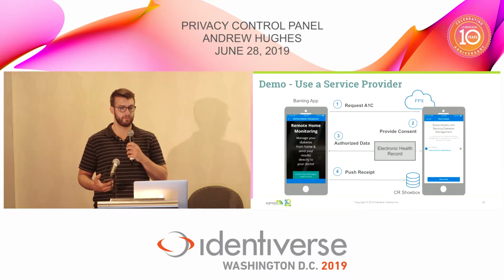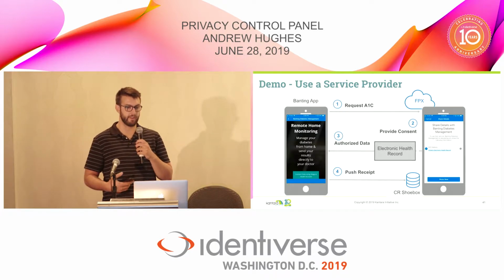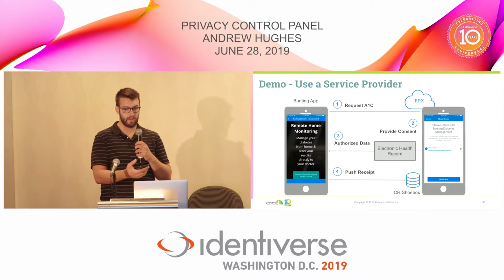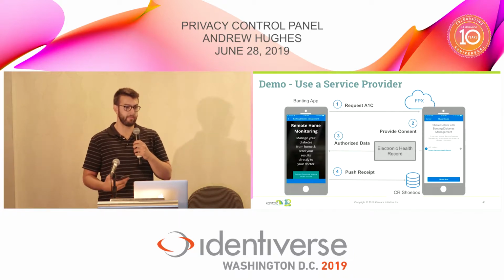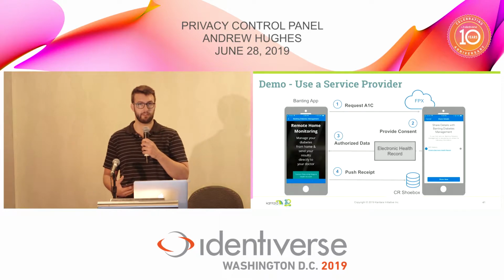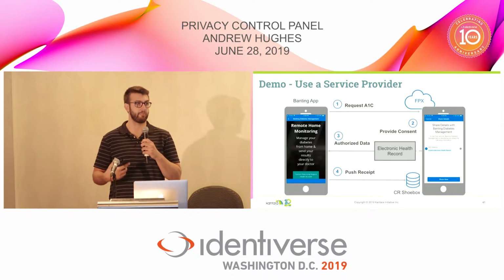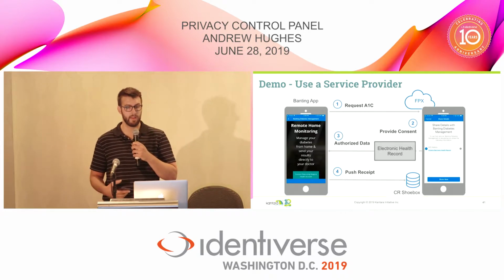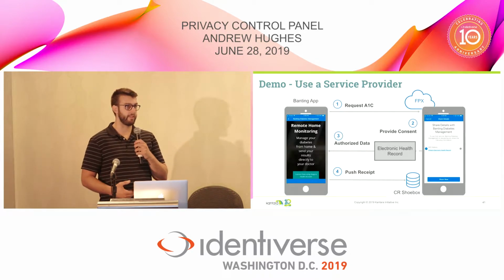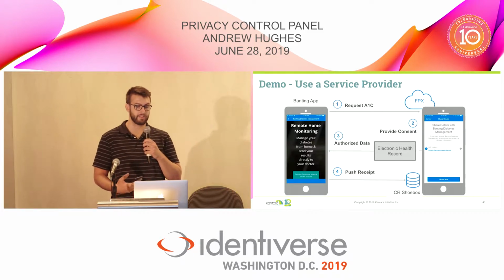So I'm going to show two parts to this demo today. The first part is that notice and consent flow, where a diabetes management app, we call it Banting, it's a demo app, is going to request a very granular piece of your electronic health record, just your A1C history, which is an indicator about your blood glucose over the past 3 months. You're going to see the notice and consent. They're going to pull that authorized data directly from the electronic health record, and then they push a receipt back to that consent receipt shoebox.